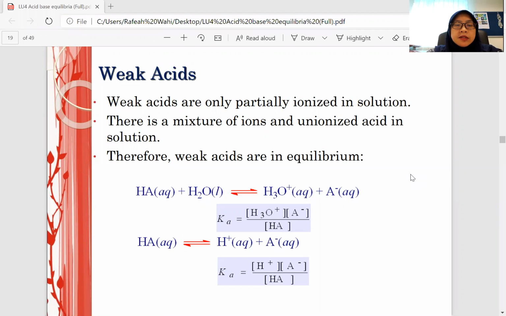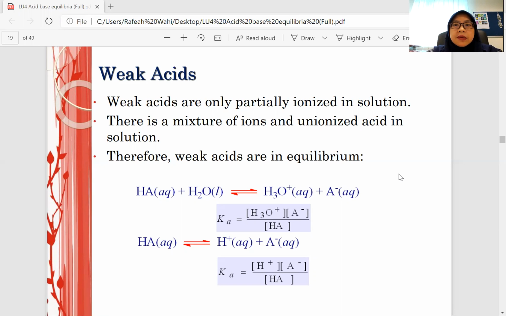In our last session, we learned some definitions of acid and base. We have the Bronsted-Lowry definition of acid, and the Arrhenius definition of acid. We also learned about some important equations, like Kw, and its relationship with pH and pOH. And we have also learned about the properties of strong acid.